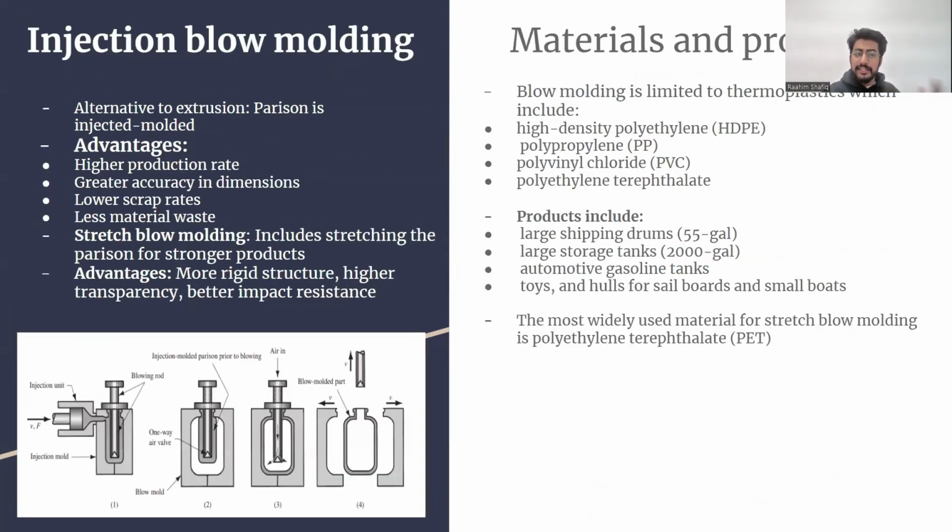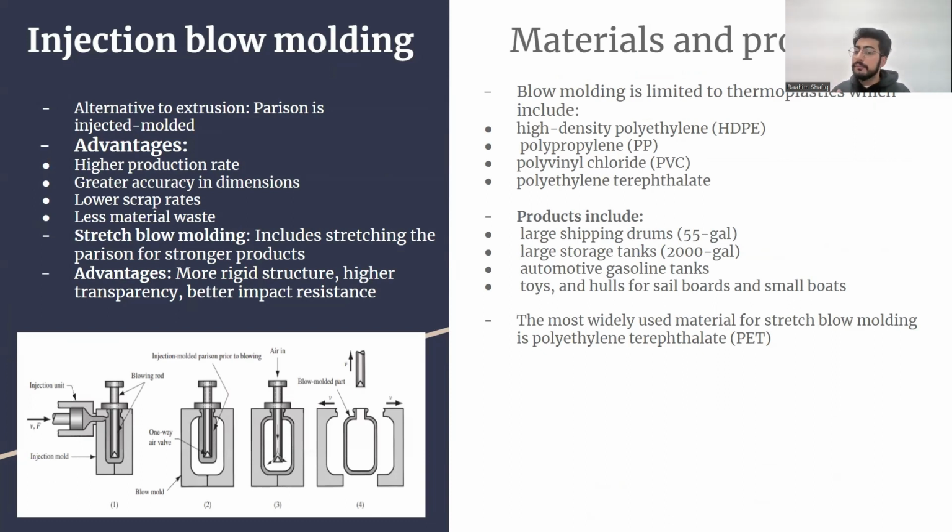Next, we'll be talking about injection blow molding. It is an alternative to extrusion where the parison is injection molded. The advantages include high production rate, greater accuracy in dimensions, lower scrap rates, and less waste material. Another technique, stretch blow molding, includes the stretching of the parison for stronger products. The advantages include more rigid structure, higher transparency, and better impact resistance.